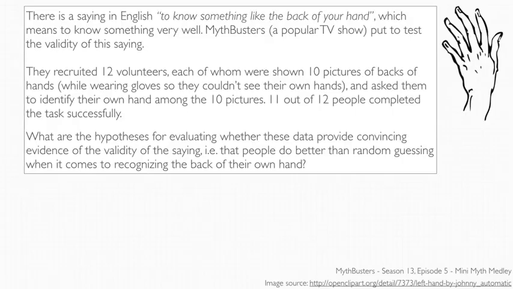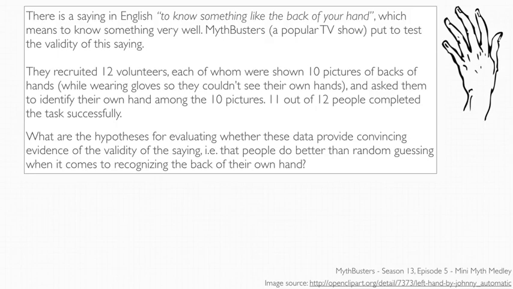There is a saying in English, to know something like the back of your hand, which means to know something very well. Mythbusters, a popular TV show, put to test the validity of this saying. They recruited 12 volunteers, each of whom were shown 10 pictures of backs of hands while wearing gloves so they couldn't actually see their own hands, and they were asked to identify their own hand among the 10 pictures.